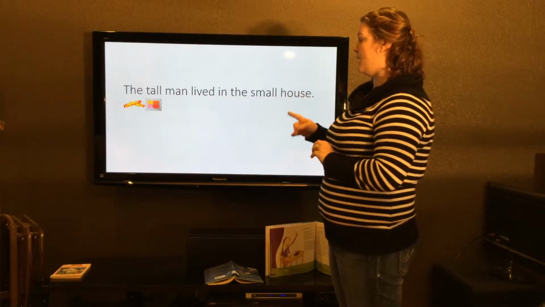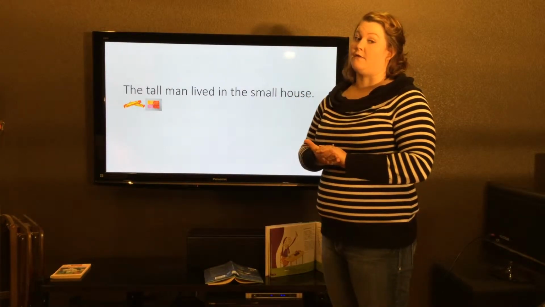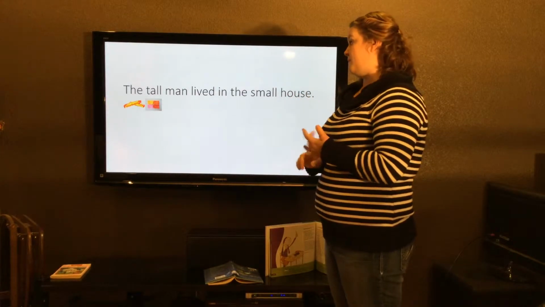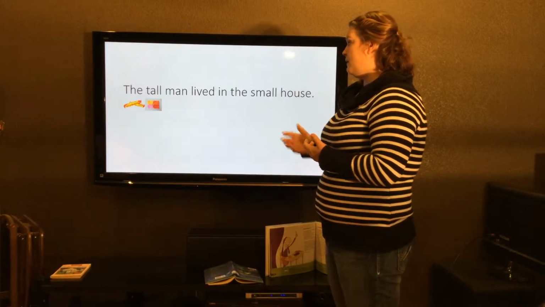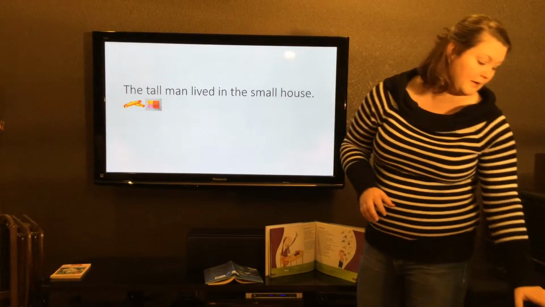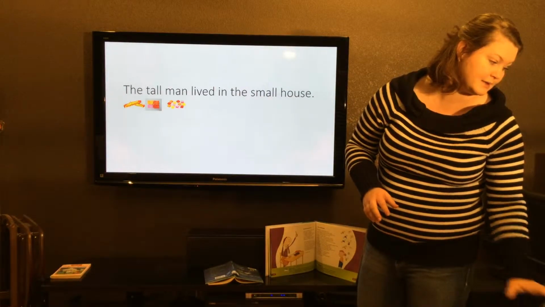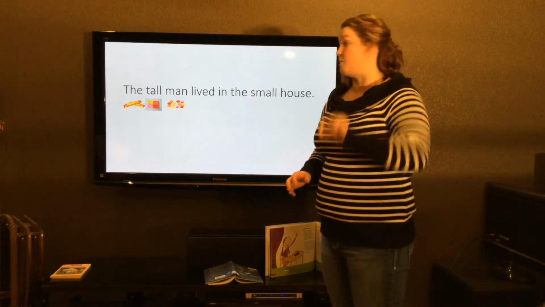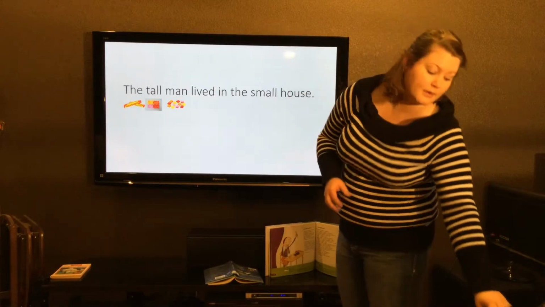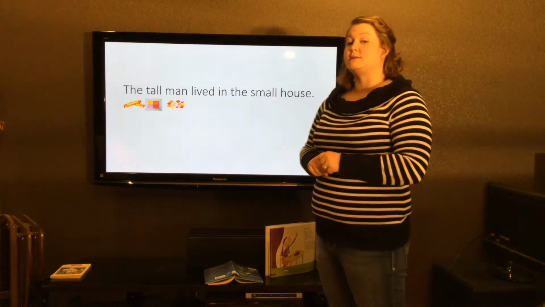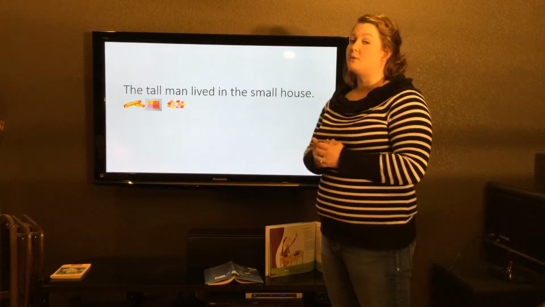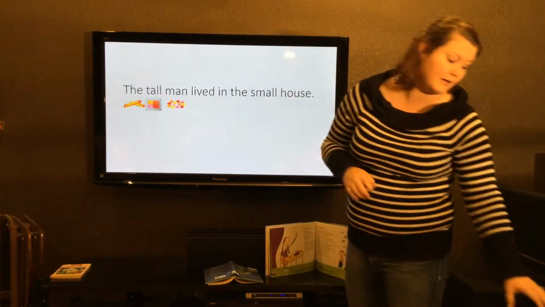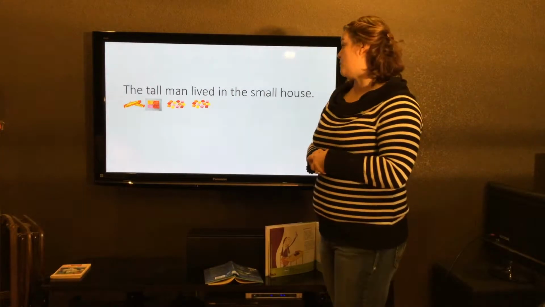Now, the word man, that tells us a lot of information. That tells us whether it's a boy or a girl. So it's a boy. So we know it's a man. And so that's going to be a pretty important piece of our information. So again, that's going to be a candy word. Now the word lived, so that tells us what the man is doing. So lived is pretty important because now we know what's going on. So that's going to be another candy word.